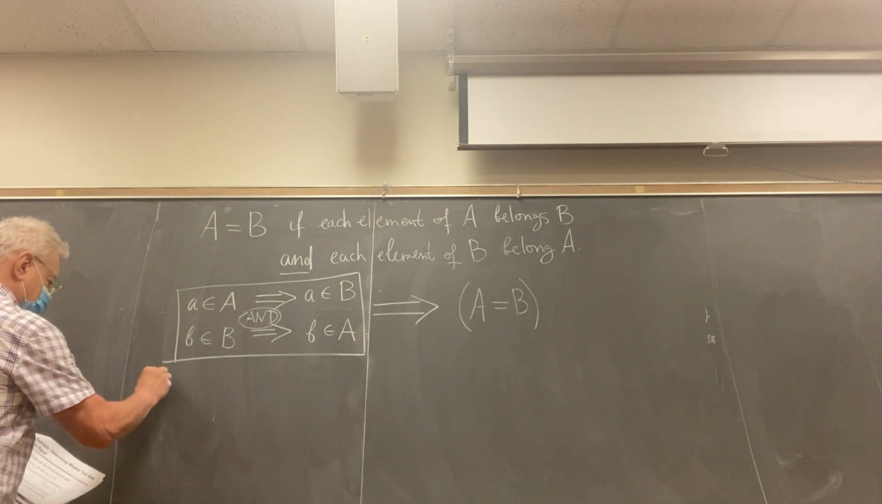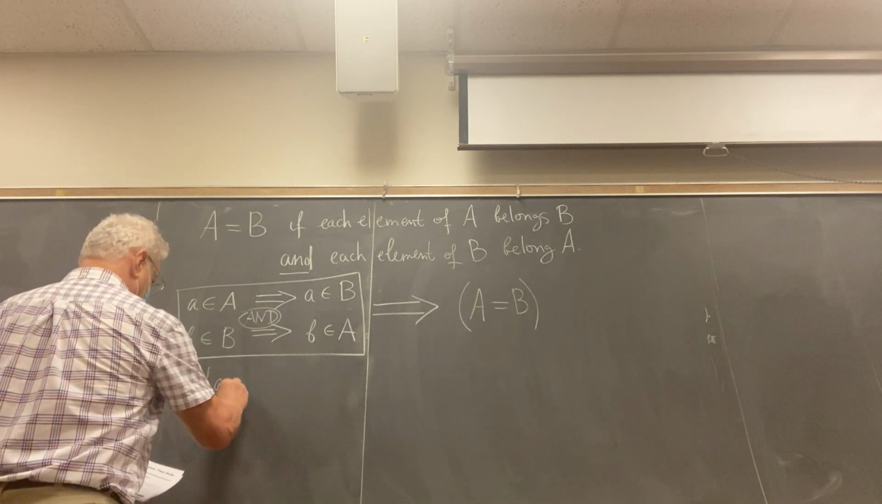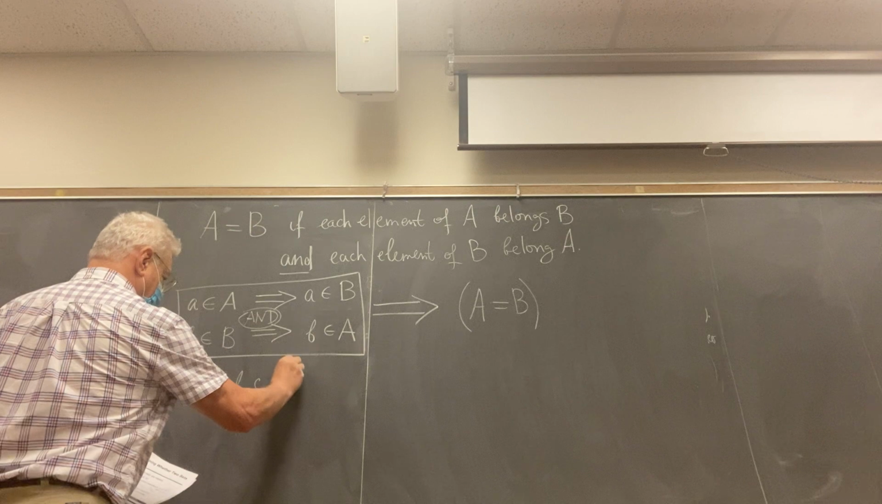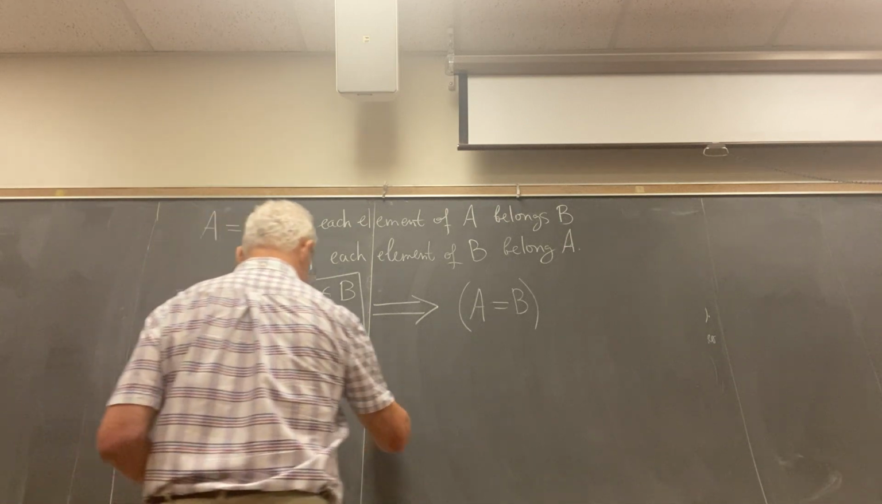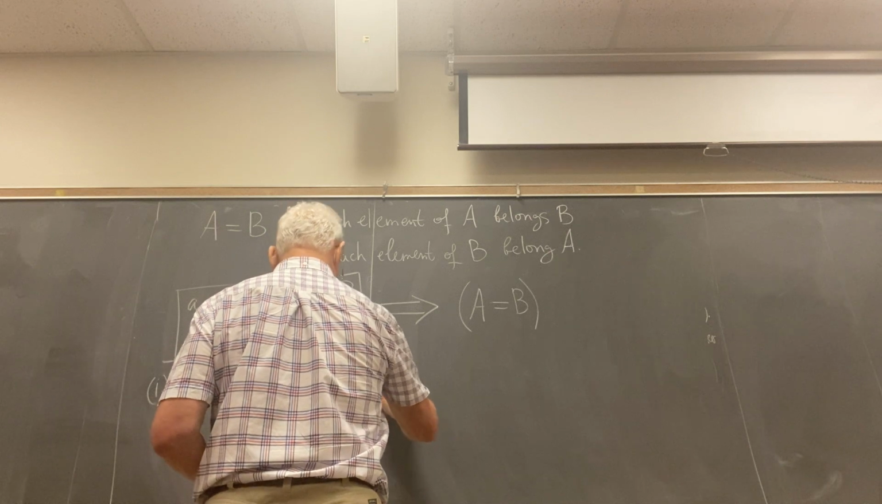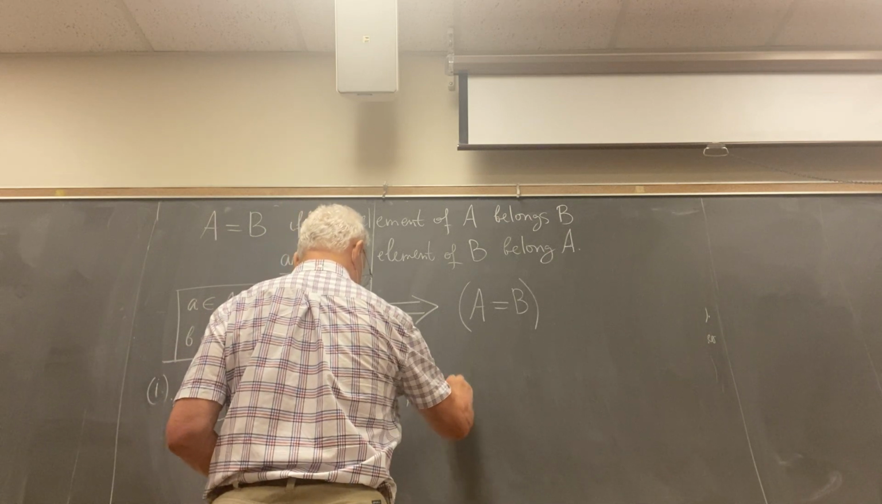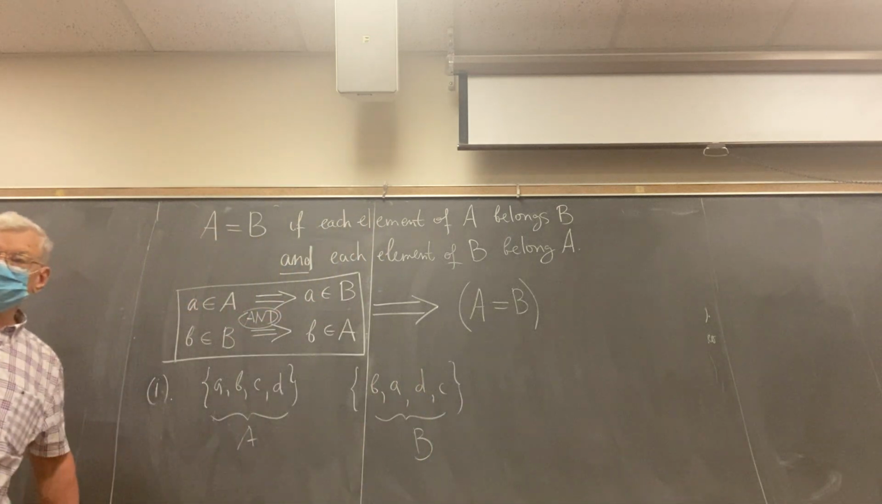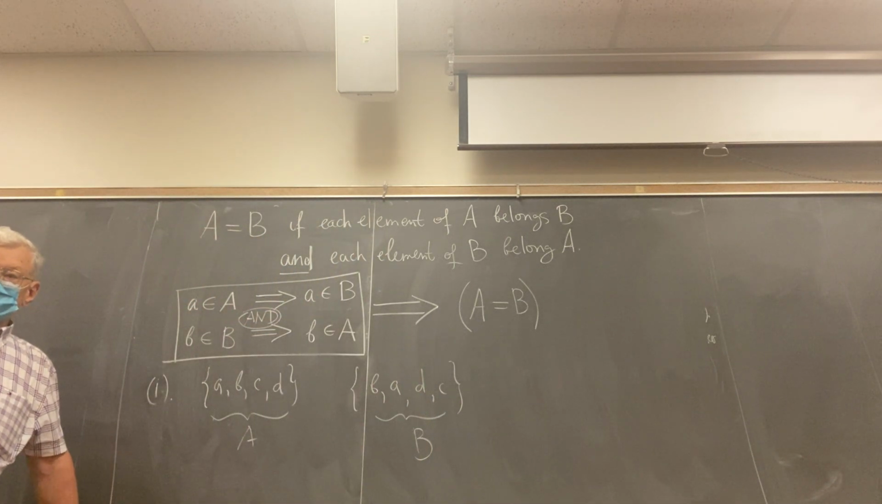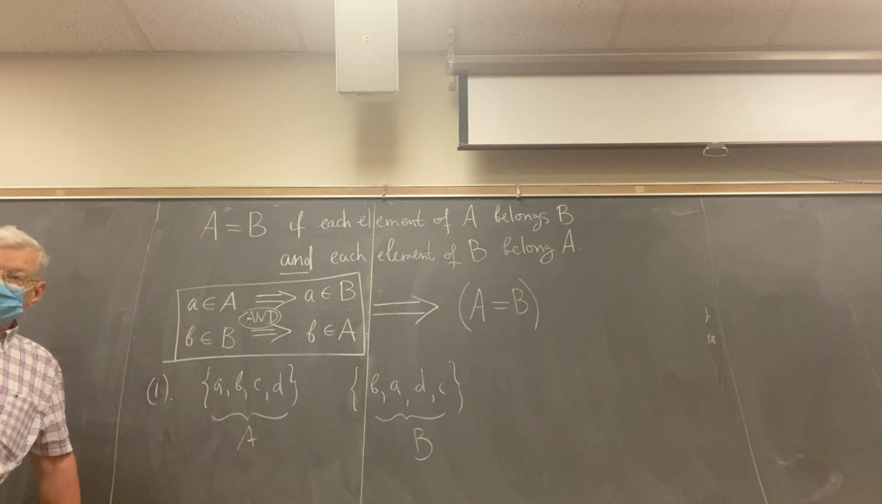So first example, consider the set A, B, C, D, and another set B, A, B, C. Are they equal or not? Yes. Okay, explain why. They all have the same elements, just in different order. Different order, yes, exactly.